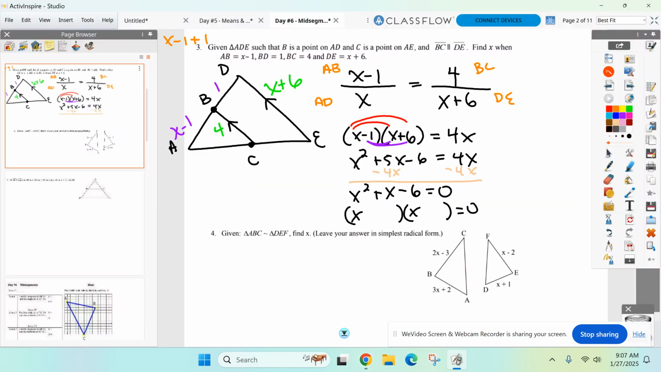Sydney, you got any numbers for me? 3 and? Good job, yep. 3 and negative 2 are the only ones. 6 and 1 don't cut it. 3 and negative 2. All right, now we go to our answers.